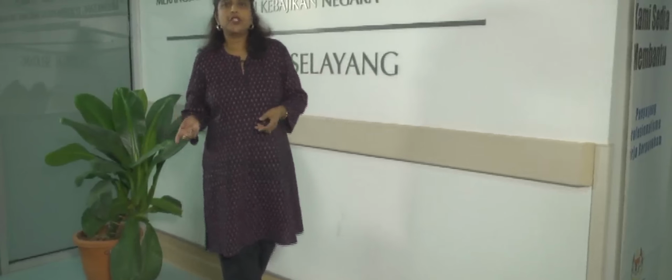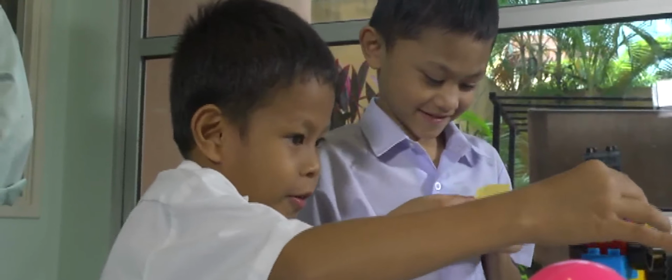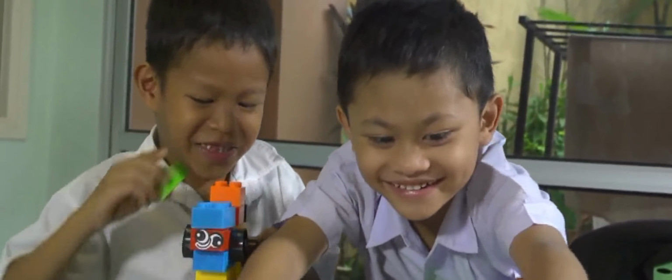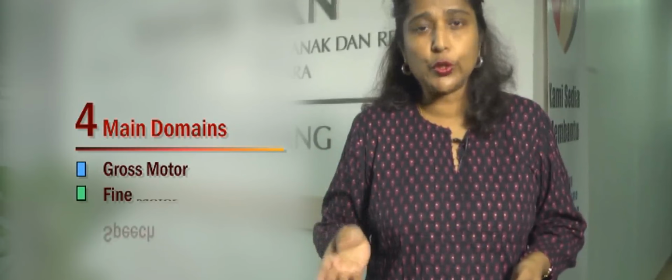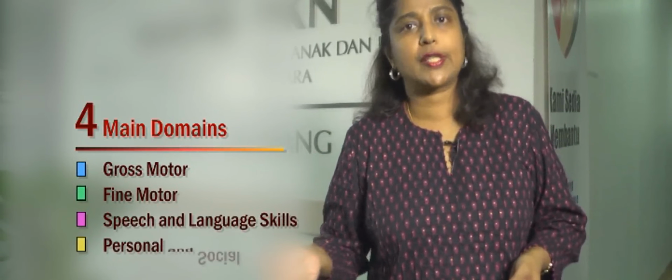We are now going to demonstrate how to perform the screening assessment on 2 children referred for learning difficulties. The assessment would involve the 4 main domains, i.e. the gross motor, the fine motor, the speech and language skills, as well as the personal social skills.